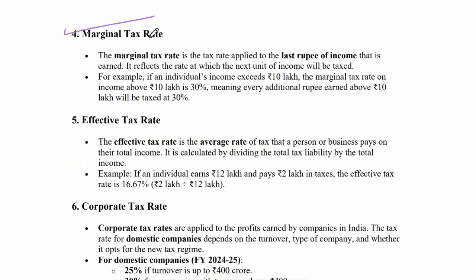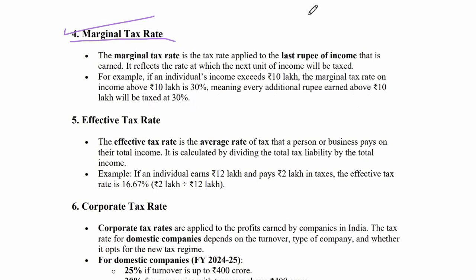Marginal tax rate. This has also come separately in the question papers. The marginal tax rate is the tax rate applied to the last rupee of the income that is earned. It reflects the rate at which the next unit of income will be taxed. For example, if an individual's income exceeds rupees 10 lakh, the marginal tax rate on the income above 10 lakh is 30%, meaning every additional rupee earned above 10 lakh rupees will be taxed at 30%.